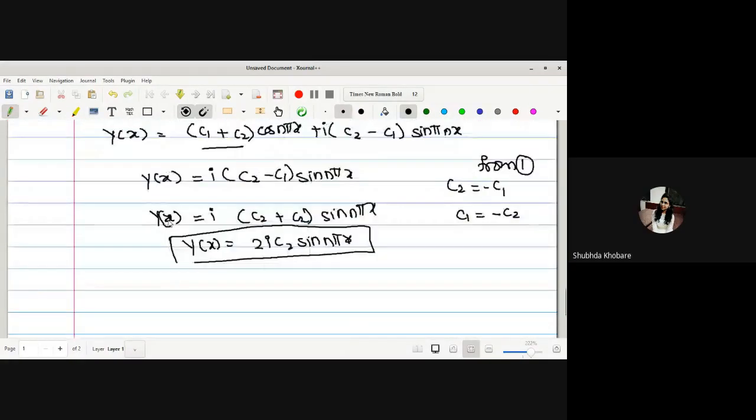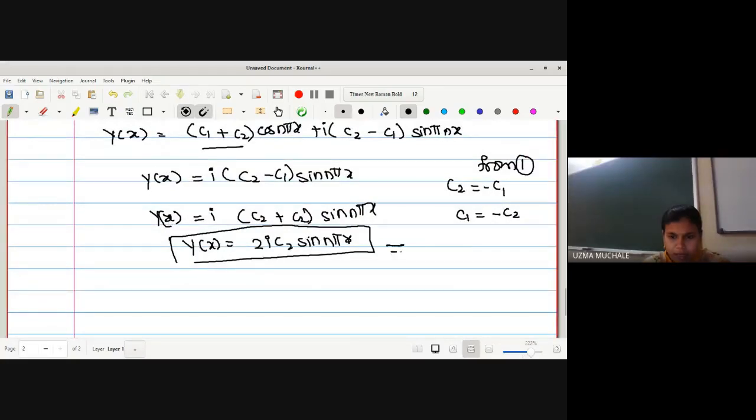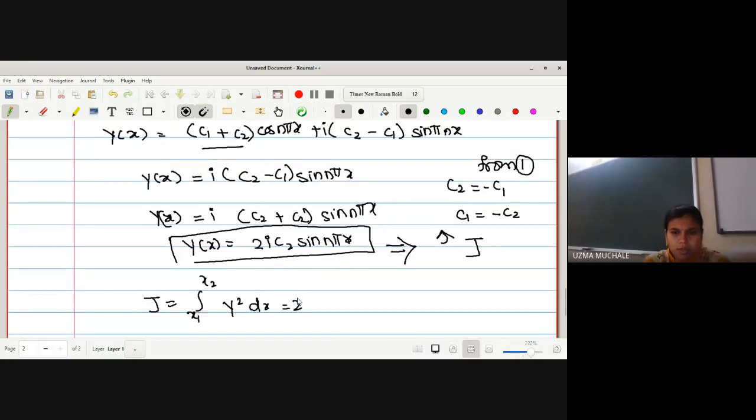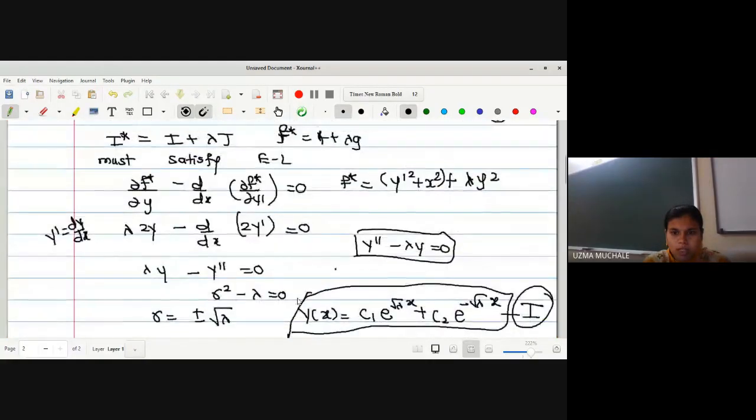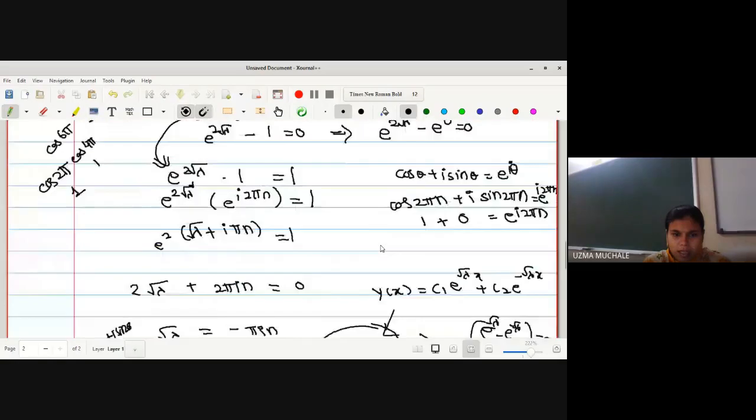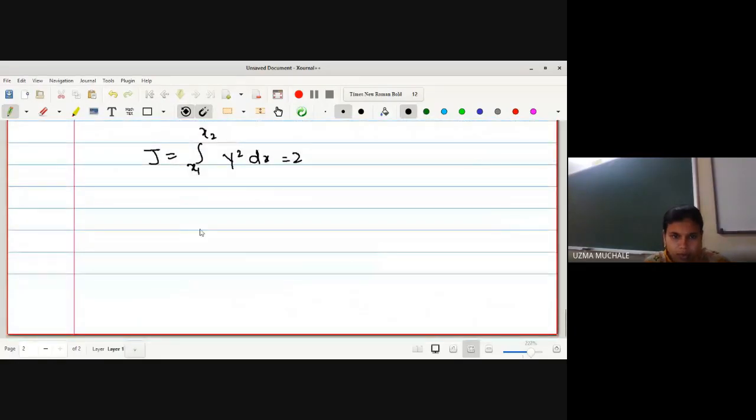Yes, ma'am. So here we get the value of y of x. So this value of y of x, we have to put in our value of J. What is J? Integration x1 to x2 of y square dx is equal to 2. Now instead of putting x1 and x2, we can put 0 and 1 because we are provided with the boundary conditions here as in equation 3: y of 0 is 0, y of 1 is 0. So instead of x1 and x2, we can put the values 0 and 1.